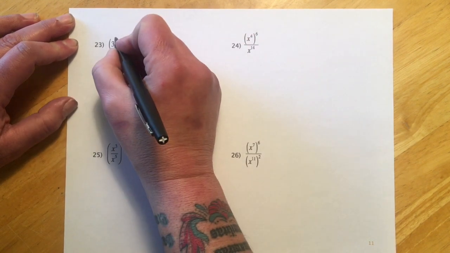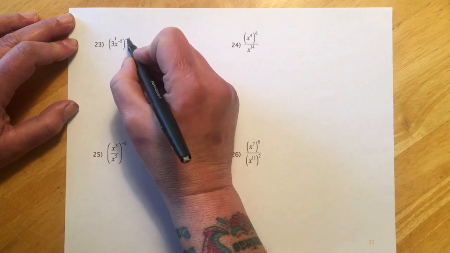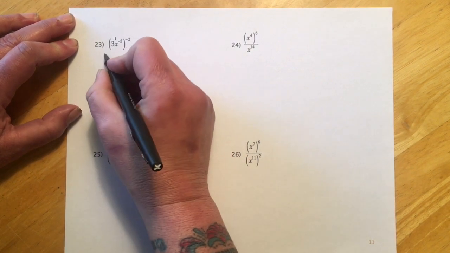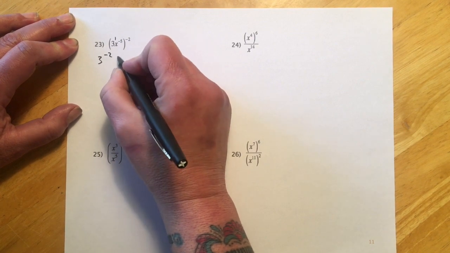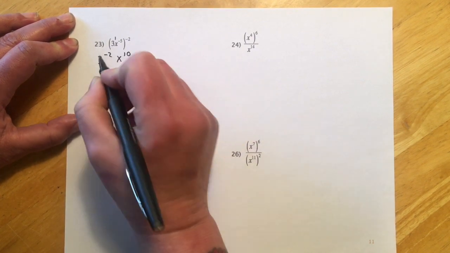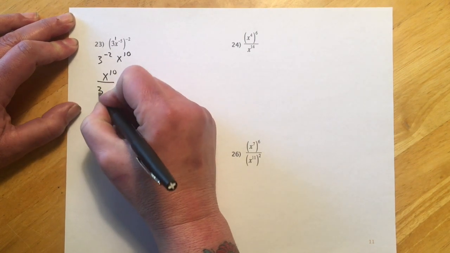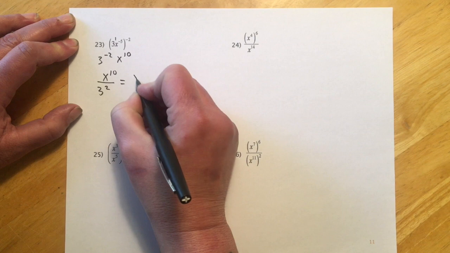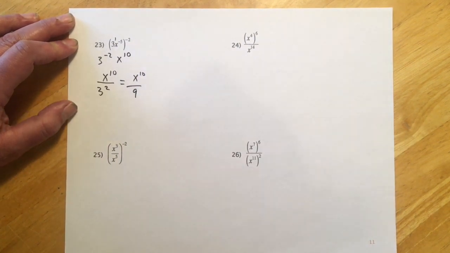So 2 ways of thinking. I think I'm going to go with the one where we distribute, because I think that's going to be cleaner. So I'm going to go negative 2 times 1 is going to be 3 to the negative 2, and then negative 2 times negative 5 is going to be x to the 10th. And so this is going to end up x to the 10th over 3 to the positive 2, or x to the 10th over 9.